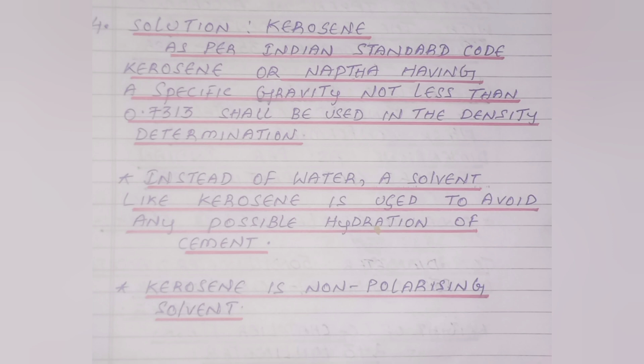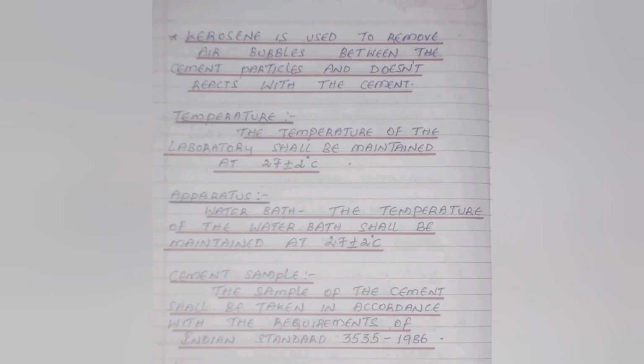Instead of water, a solvent like kerosene is used to avoid any possible hydration of cement. Kerosene is a non-polar solvent. Kerosene is used to remove air bubbles between the cement particles and doesn't react with cement.